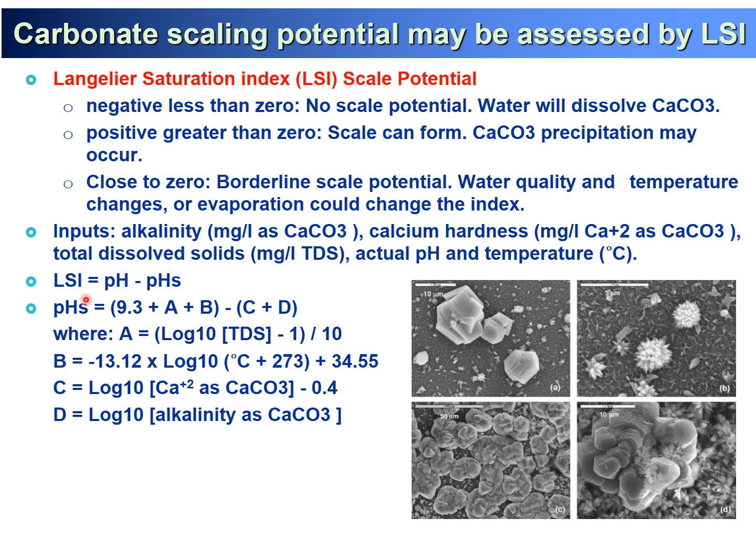So if you have a lower pH, the RSI value will be relatively lower. If you have a high pH, then this RSI value would be positive, greater than 0. So depending on the pH, TDS, temperature, calcium, alkalinity, concentration, we can try to lower the calcium carbonate scaling potential.